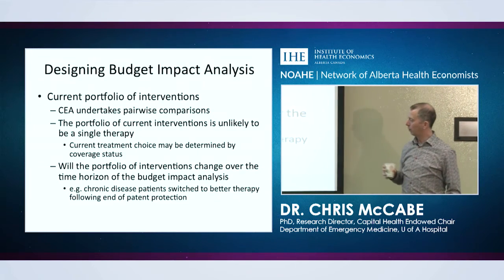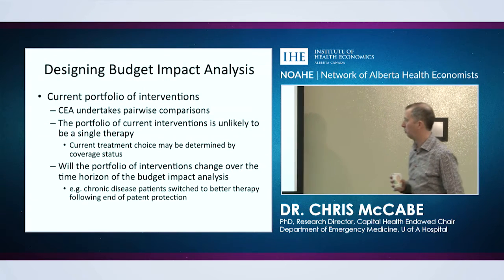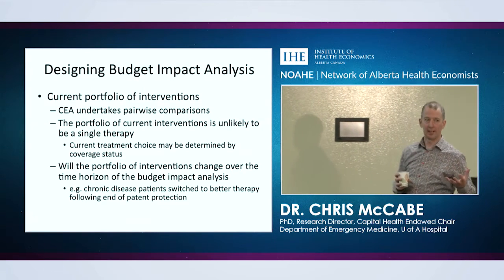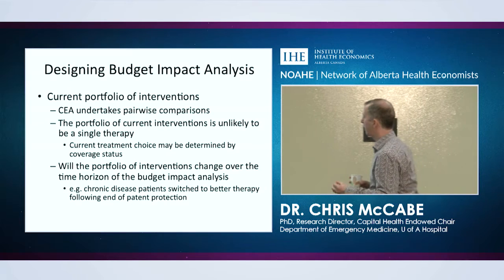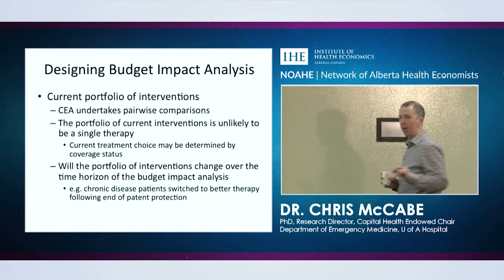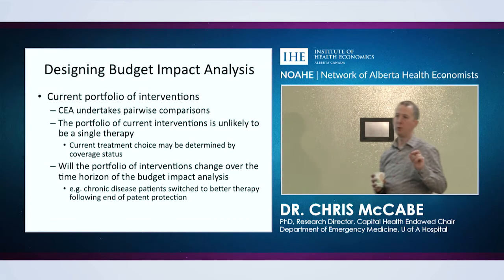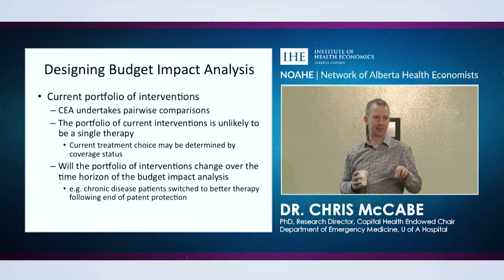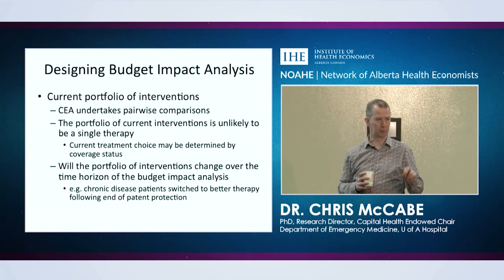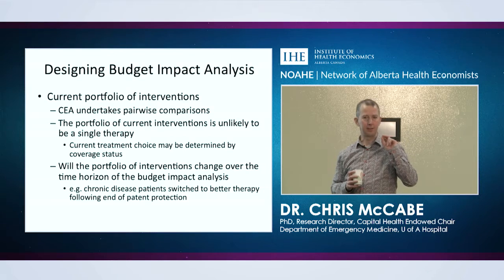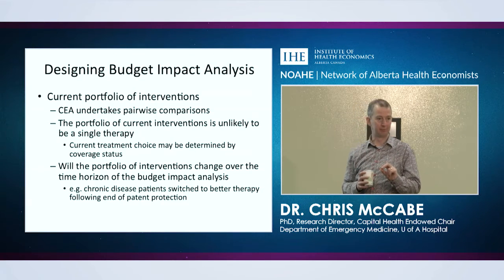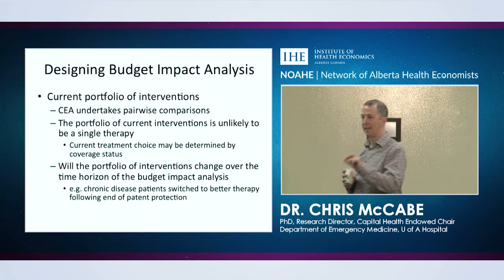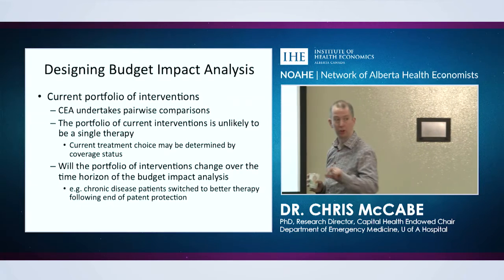Not only can the portfolio of interventions be different from what you expect from a clinical guideline about best practice, but actually it can change, and it can change in two ways which we routinely ignore in cost effectiveness analysis, and I've long thought we shouldn't, but we do. One is therapies can go generic, and secondly, new therapies can come on the market.